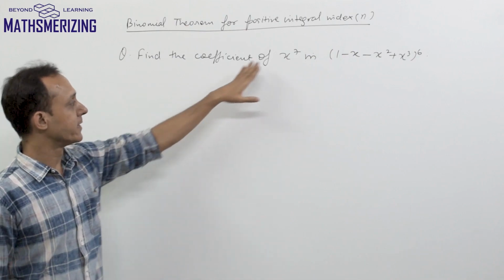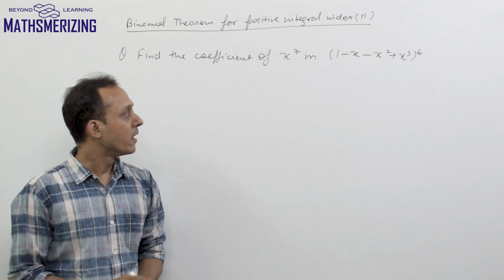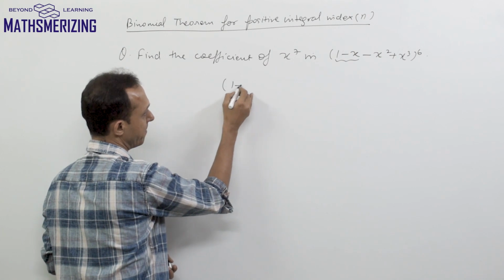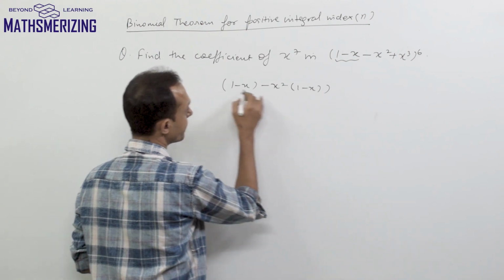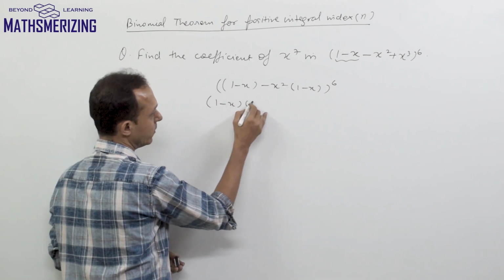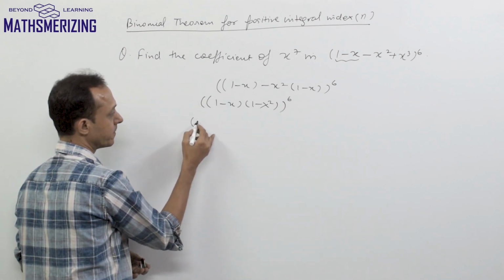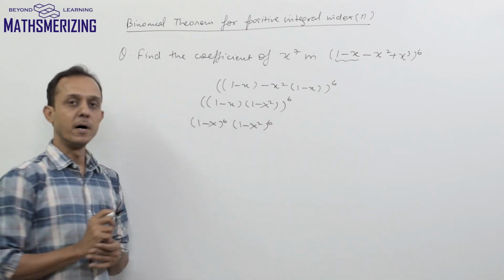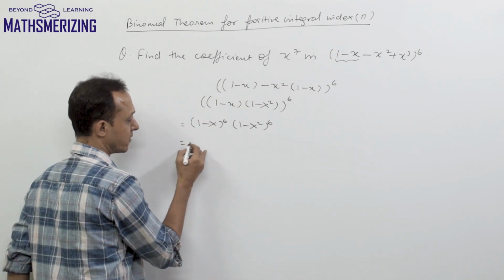Find the coefficient of x to the power 7 in (1 minus x square plus x cubed) to the power 6. Now what I can do is I can actually factorize it. If I factorize it, I can write it as (1 minus x), and here if I take x square common, I'll again get (1 minus x), whole to the power 6. So I'll write it as (1 minus x) into (1 minus x square) whole to the power 6. So I can simply write it as (1 minus x) to the power 6 into (1 minus x square) to the power 6. Now from this, I'll need the coefficient of x to the power 7. So as of now, I won't expand it.